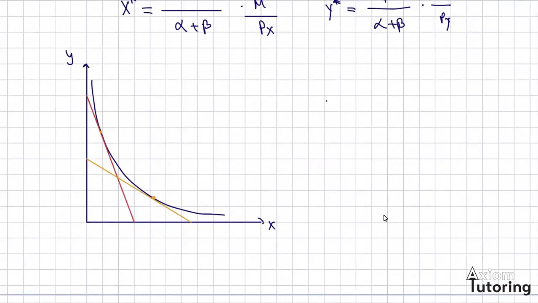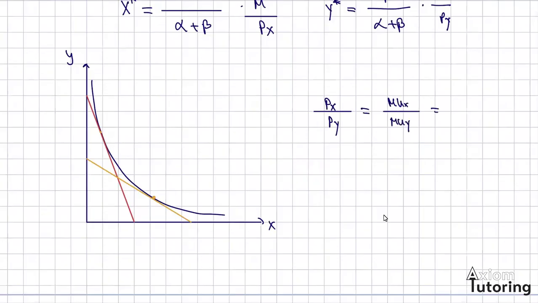What's the slope of the budget? In the previous videos, we said that the absolute value of the slope of the budget is px over py. Okay, that's the slope of the budget. The slope of the budget must equal the slope of the indifference curve. But what is the slope of the indifference curve in absolute value? Marginal utility of x over marginal utility of y.